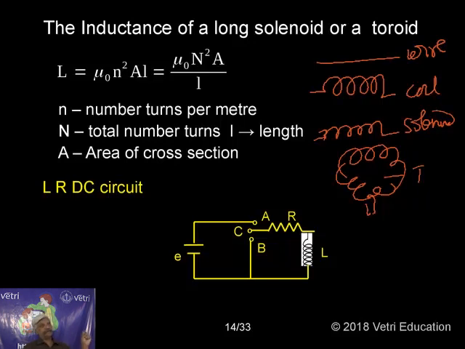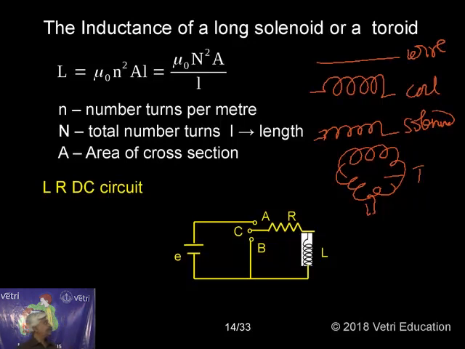What is the number of turns per unit length? 24 by 12 is equal to 2. For 1 meter, how many coils? 2 will be there. This 2 is called small n, the number of turns per unit length, while big N is the total number of turns. A is the area of cross section of the coil, and l is the length of the coil. This is what we have to understand.